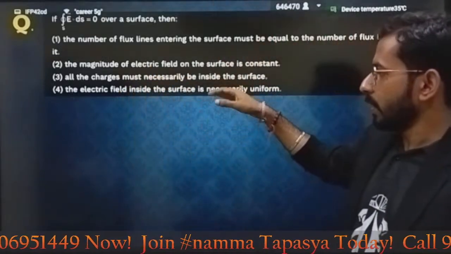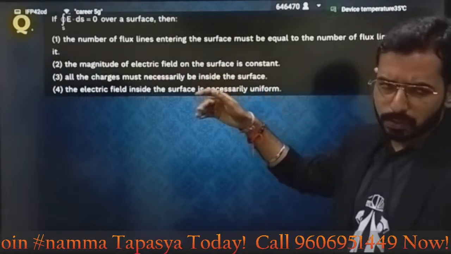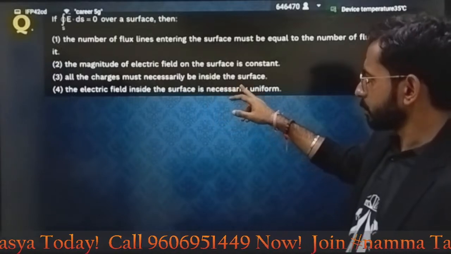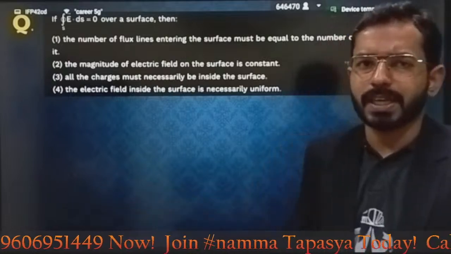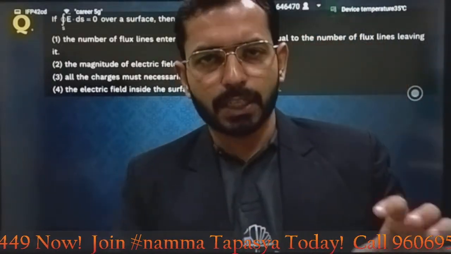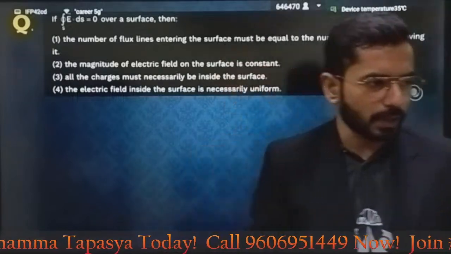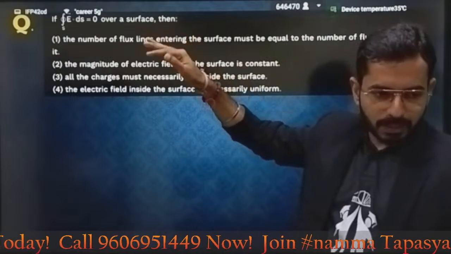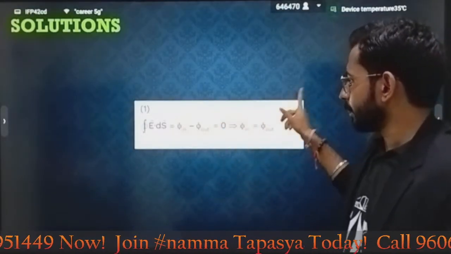Now you can read the other statements also. The magnitude of electric field on the surface is constant. No, it doesn't tell you anything like that. All the charges must necessarily be inside the surface. This equation doesn't relate to that. Gauss law says that the net charge inside, Q in divided by epsilon naught, is what you get from Gauss law. So it tells you only that the number of flux lines entering is equal to the number of flux lines exiting. That means option 1 will be correct.